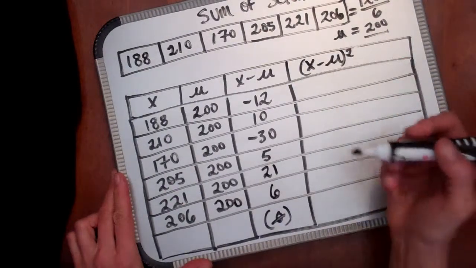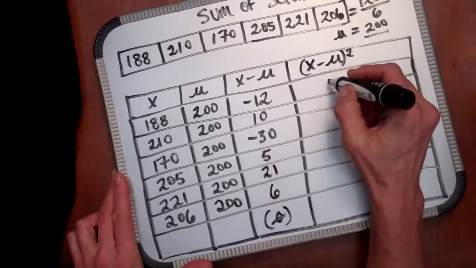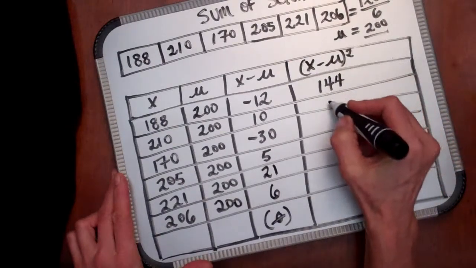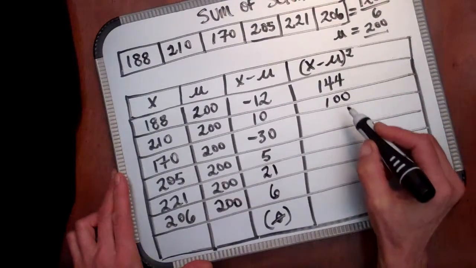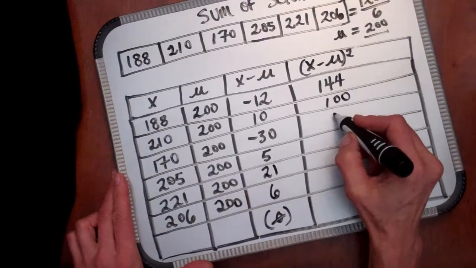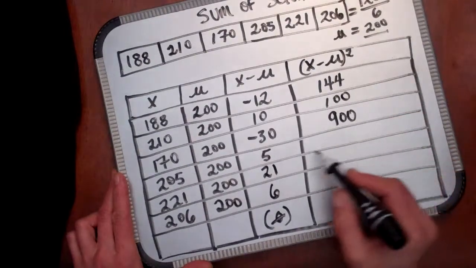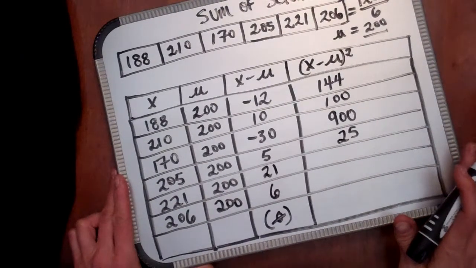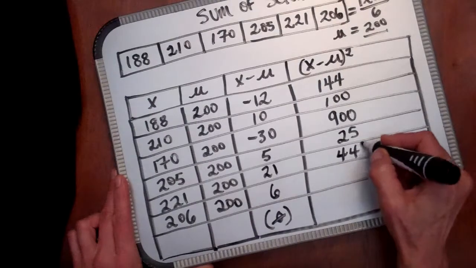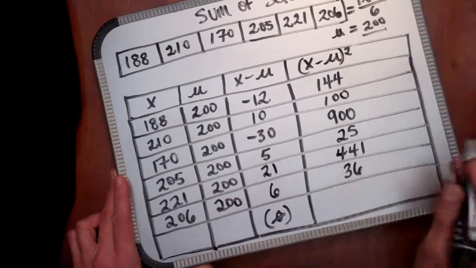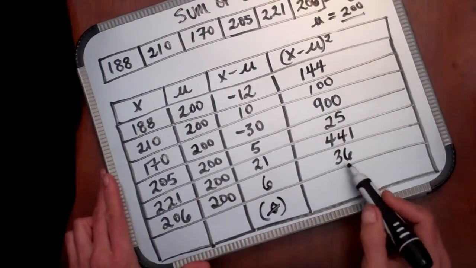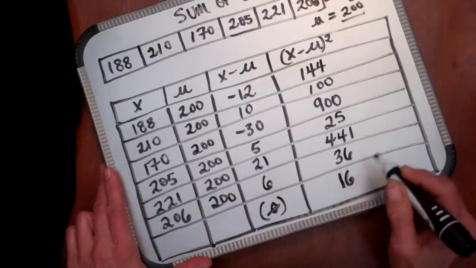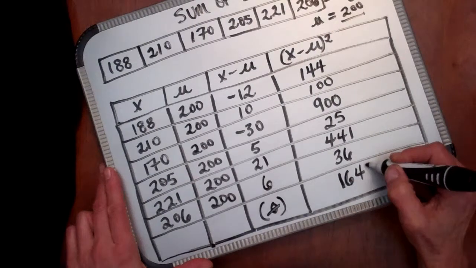So we can square these, right? If you square 12, minus 12 times minus 12 is positive 144. 10 times 10 is obviously 100. Minus 30 times minus 30 is positive 900. 5 times 5 is 25. 21 times 21 is 441. And 6 times 6 is 36. Great. Now, if we add up all of these scores, we get a value of 1,646.